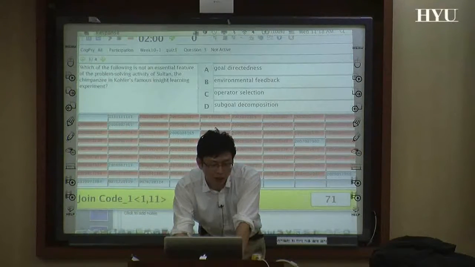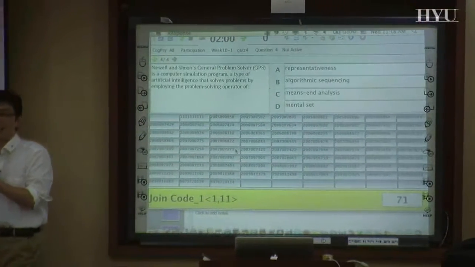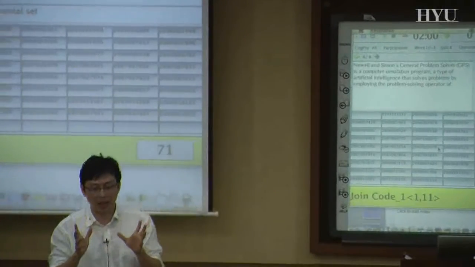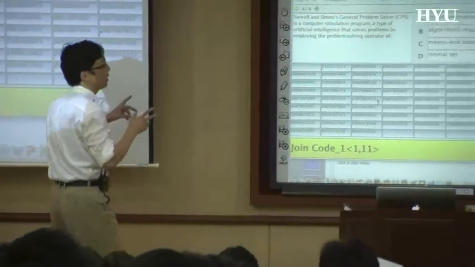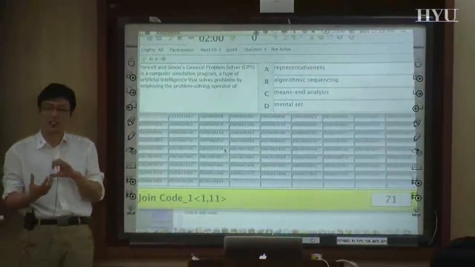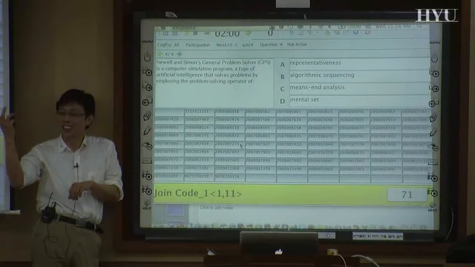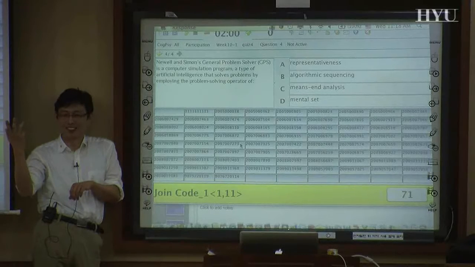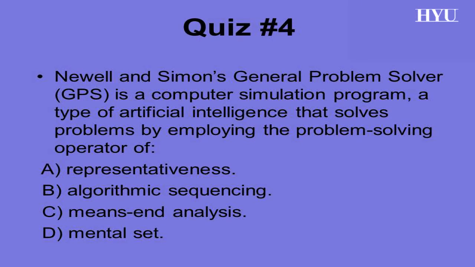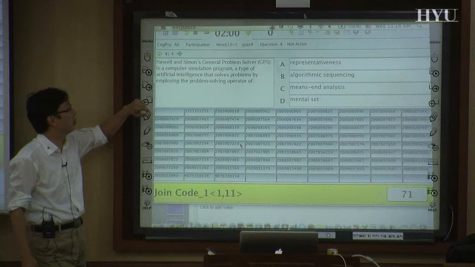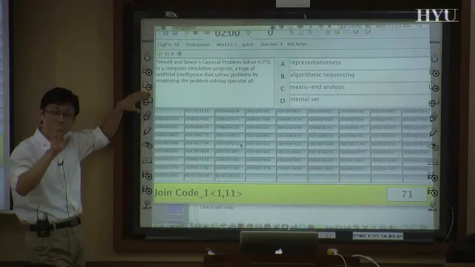Unfortunately, the last question might be a little bit harder. That is the last question of today, and it is very important. Why the GOMS or GPS? That is the first artificial intelligence application. The GPS, not global positioning system. GPS is General Problem Solver. Alan Newell and Simon's GPS is a computer simulation AI, the first AI program using artificial intelligence to solve the Tower of Hanoi.